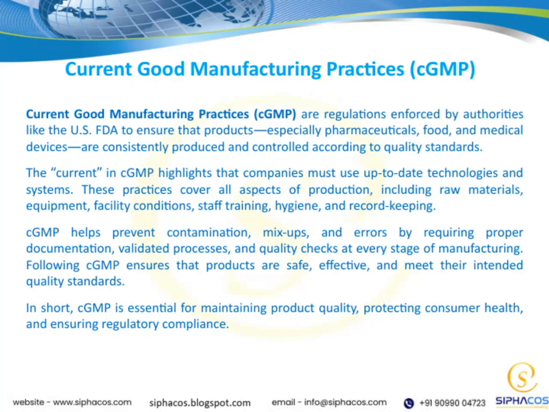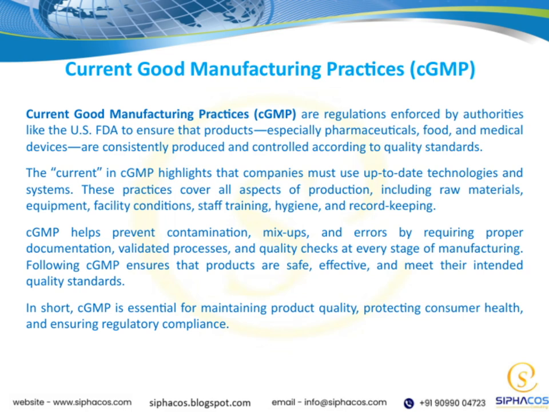Current Good Manufacturing Practices, or cGMP, are a set of regulations that are enforced by authorities like the U.S. Food and Drug Administration. These regulations are in place to make sure that products, especially pharmaceuticals, food, and medical devices, are consistently produced and controlled to meet high-quality standards. The current in cGMP is really important because it emphasizes that companies need to stay up to date with the latest technologies and systems. It's not just about following old rules, but making sure that practices evolve with advancements.